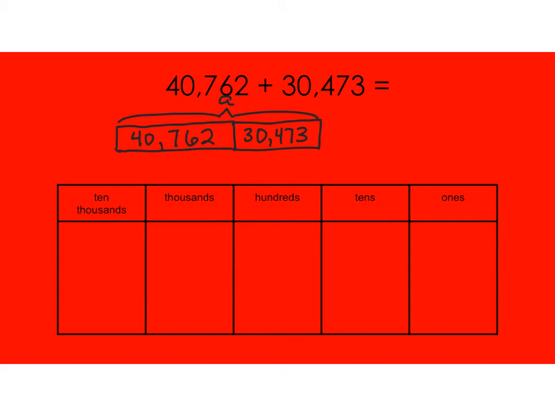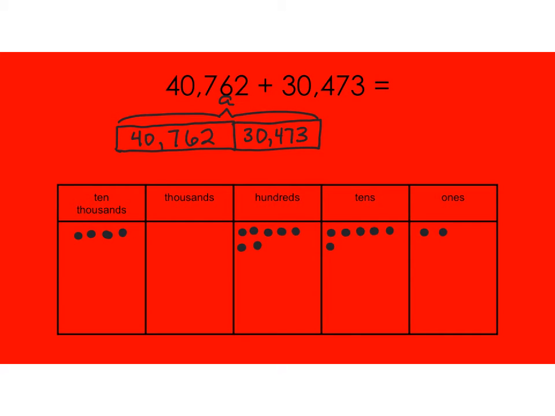Okay, so now let's stop and put that on the place value chart to see if we have to do any regrouping. I put my first number on the place value chart using discs. I had 4 in my 10,000s. I had 0 in my thousands. I have 7 in my hundreds. I have 6 in my tens and 2 in my ones.